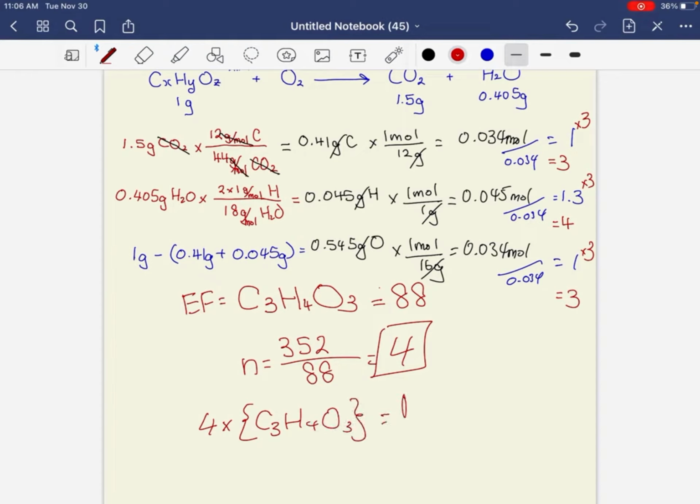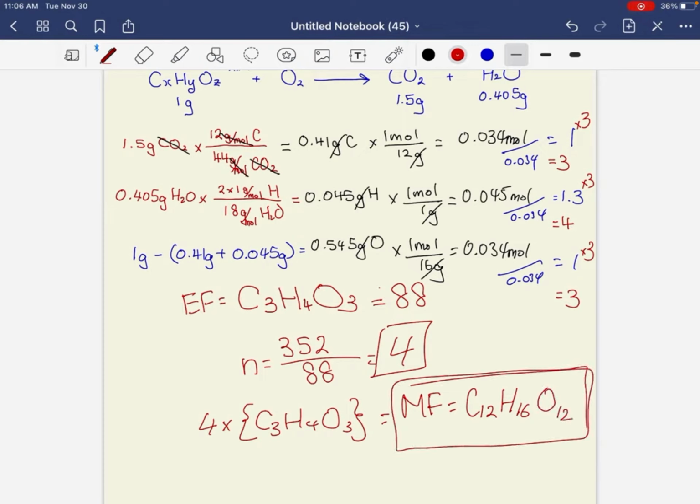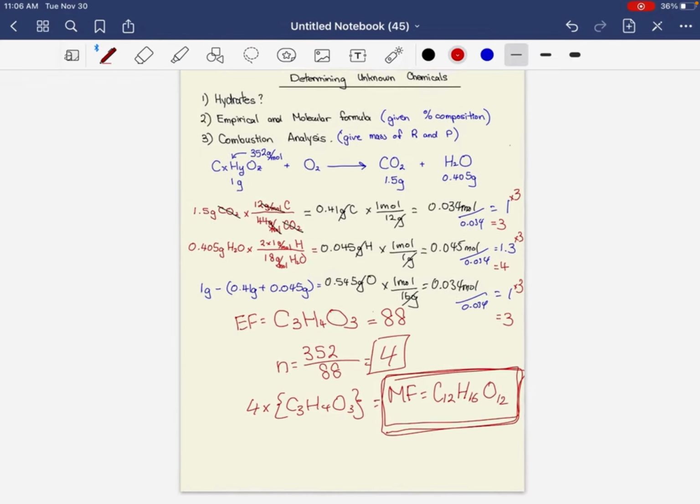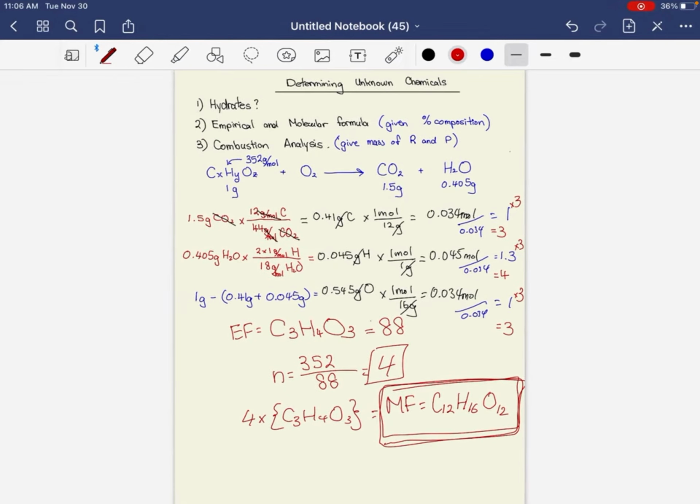And your final answer for the molecular formula is C12H16O12. So the fuel is that. Now, I don't really remember the name of this compound. I mean, it really doesn't matter. That's not the point here. I'm sure it's powerful. Okay? So, hey, that's how you determine unknown chemicals.